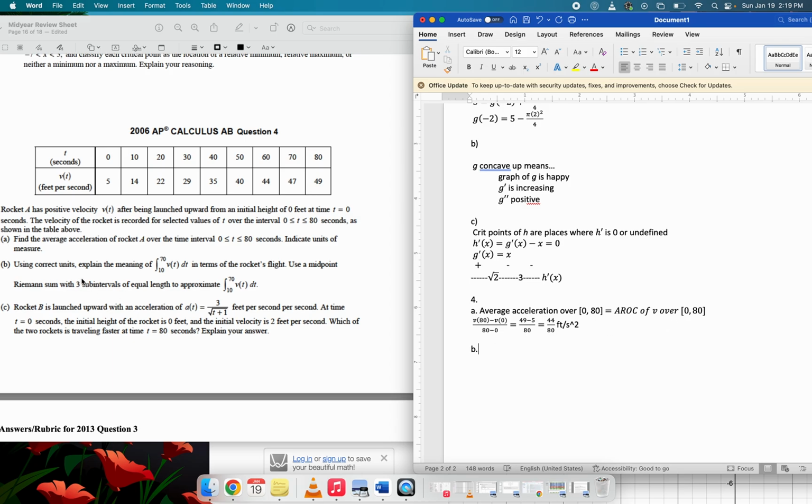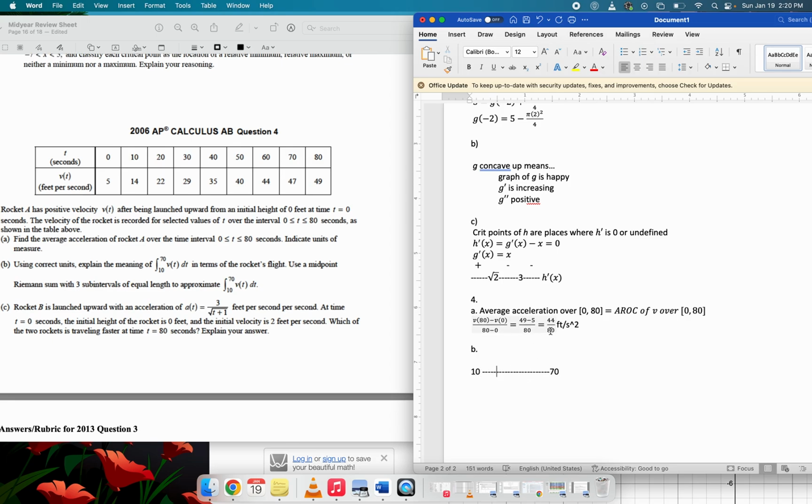B. Using correct units, explain the meaning of this integral in terms of the rocket's flight. And then use a midpoint Riemann sum with 3 subintervals of equal length to approximate that integral. Well, when you integrate velocity, you get displacement. So this is the displacement of the rocket from time 10 to time 70, and the units would be in feet. As far as the approximation of this integral, if we're doing a Riemann sum with 3 subintervals of equal length, we're dividing the interval from 10 to 70 into 3 equal parts. The total difference is 60, cut that in 3.